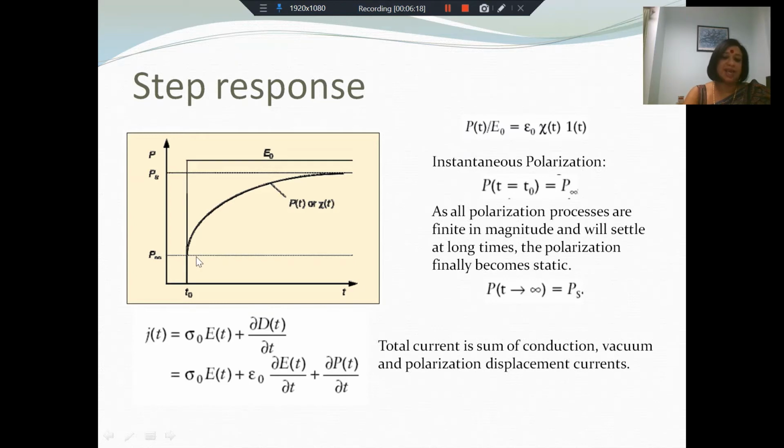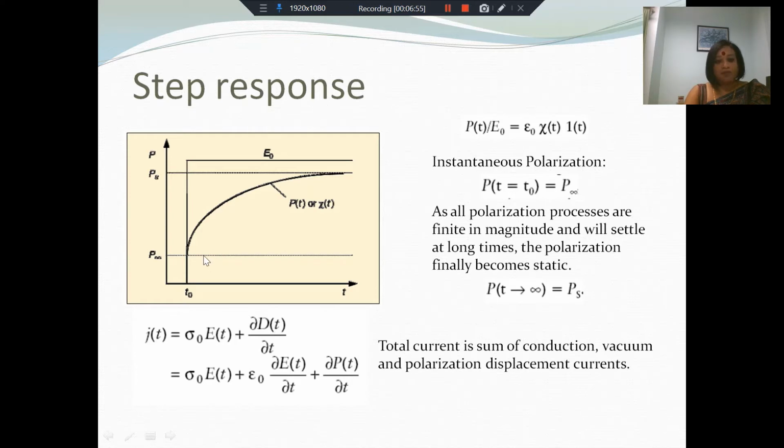And as you can see, I have drawn here what the polarization will look like. The polarization initially, when you apply an electric field E, this is the electric field that has been applied. As soon as the electric field is applied at time t equal to 0, we achieve an instantaneous polarization. This instantaneous polarization is the polarization at time t equal to t naught when the electric field E naught is applied. And this is called the instantaneous polarization P infinity.